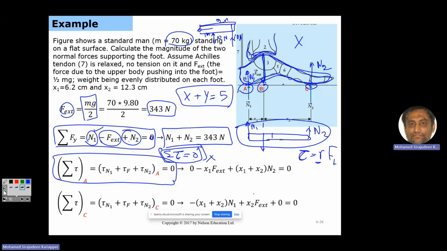Okay, now let me get back. So the net torque equal to 0. For equilibrium, we need to have two conditions: the net force is equal to 0 as well as the net torque is equal to 0.